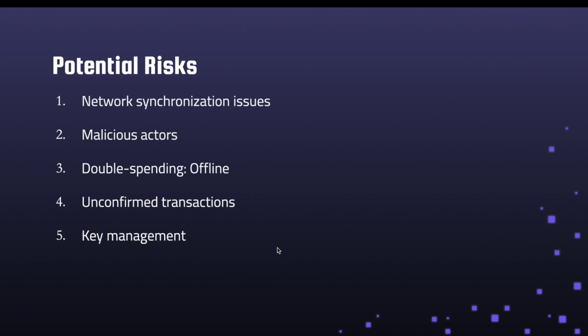Adding an offline transaction module to the Bitcoin system can introduce various risks that can impact the security and the stability of the system. Those risks include network synchronization issues, malicious actors attempting to steal funds or disrupt the network, the risk of double spending, unconfirmed transactions, and the challenges with key management. Proper attention and measures must be taken to address those risks and ensure the security of the system.